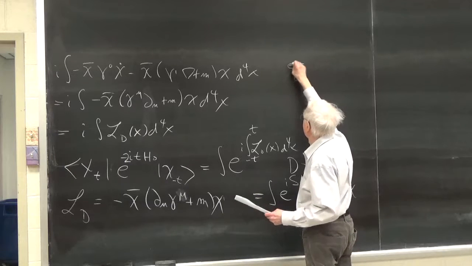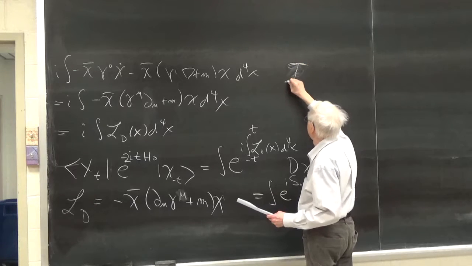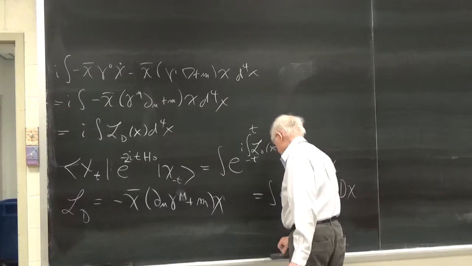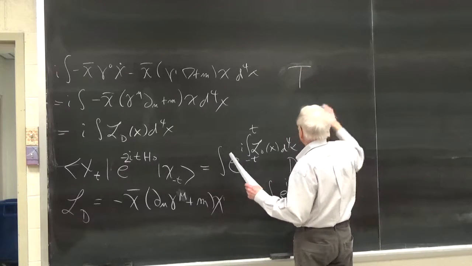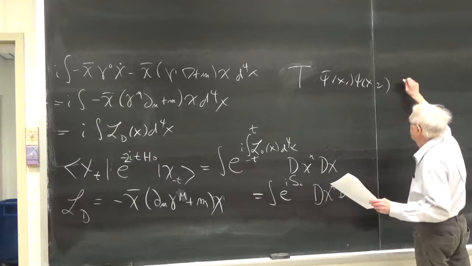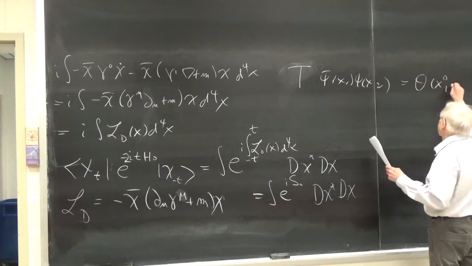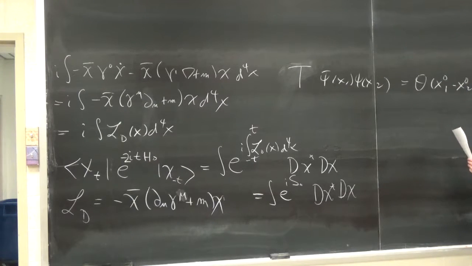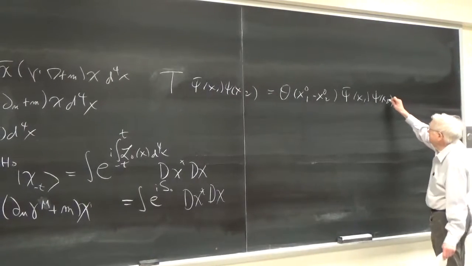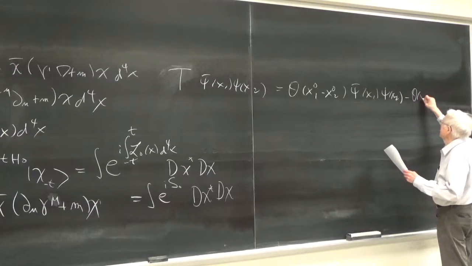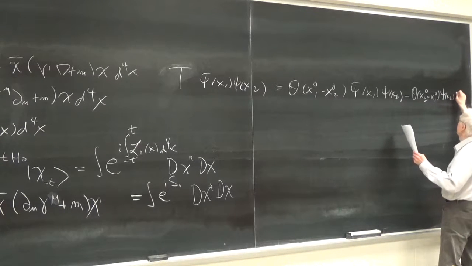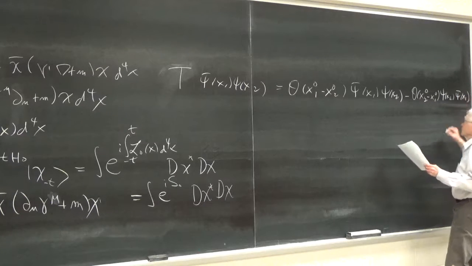I'm trying to write a calligraphic T, and I don't remember how to do that. So let me just write a big T. So let's remember what the time-ordered product is for two fermionic operators. First of all, it's theta of x1 0 minus x2 0 times psi bar of x1 psi of x2. But then we insert by hand an extra minus sign here. Minus theta of x2 0 minus x1 0 psi of x2 psi bar of x1.